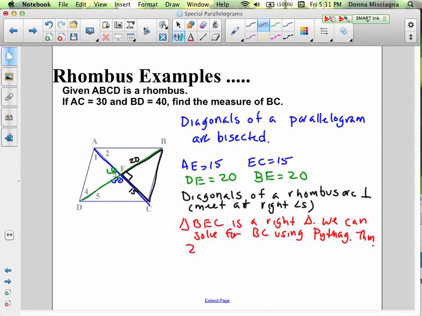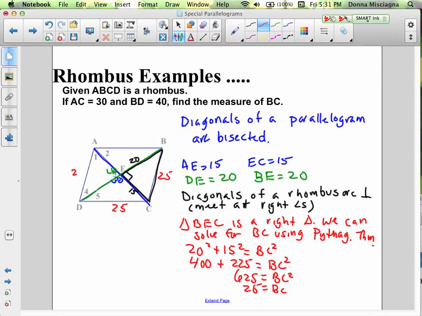Right, so 20 squared plus 15 squared equals BC squared. 400 plus 225. By the way, this is a Pythagorean triple, if you recognize it. So that would be 625 equals BC squared. And the square root of 625 is 25. So this is a Pythagorean triple, 15, 20, 25. That measures 25. By the way, all of these sides would be 25, which is why I said it made no difference which side I used.